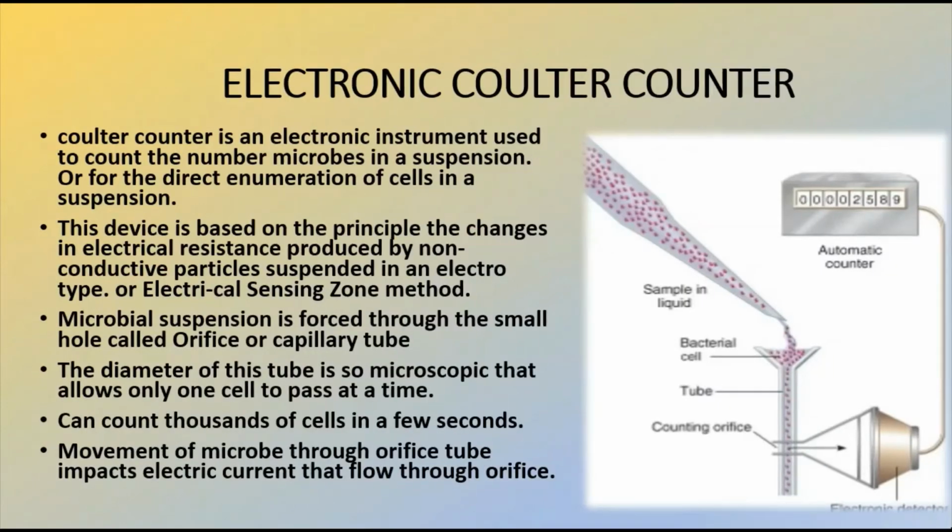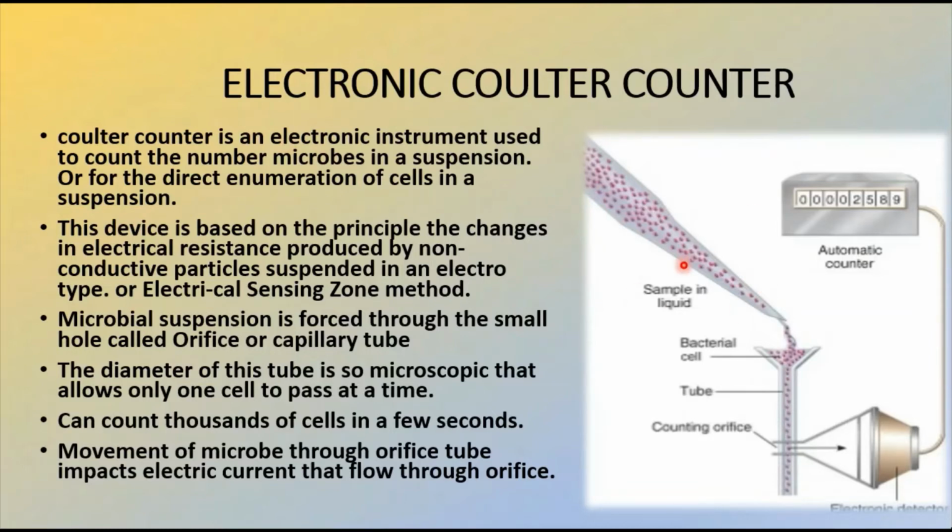Then moving to the second, the electronic Coulter counter. This is the second method we are going to use for measurement of cell numbers. The Coulter counter, or electronic Coulter counter, is an electronic instrument used to count the number of microbes in a suspension, or for the direct enumeration of the cells in a given suspension.